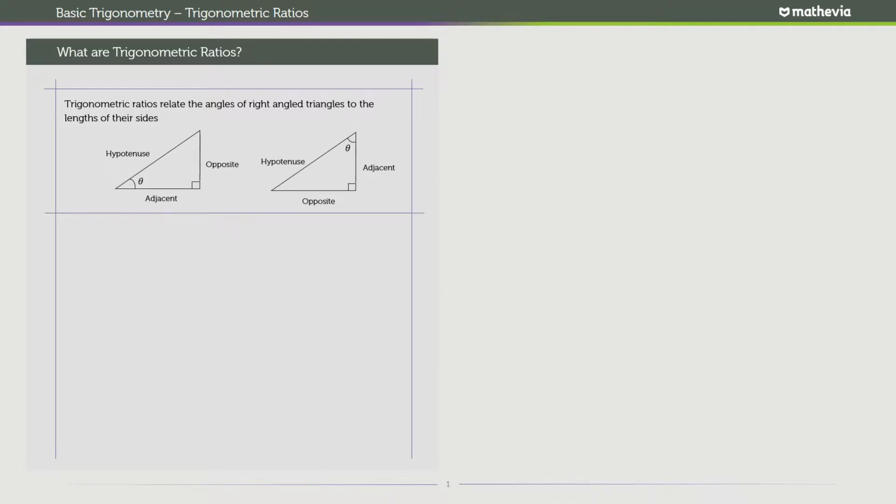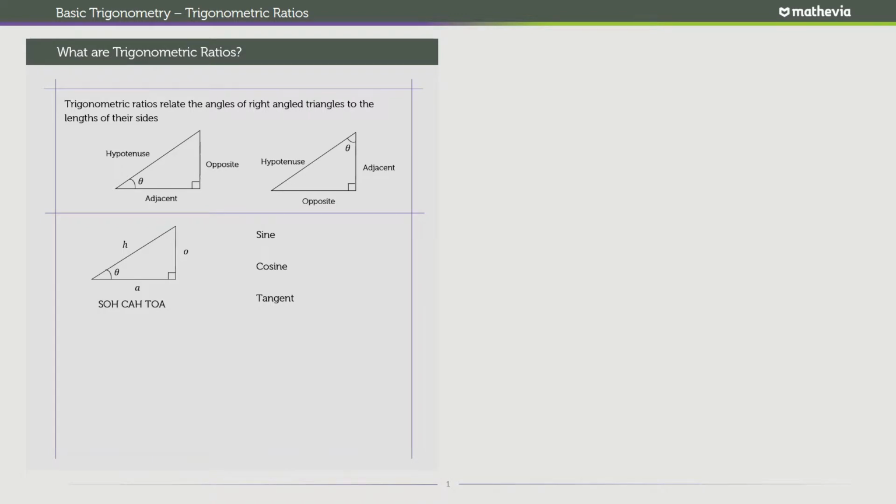And now let's talk about trigonometric ratios. I have this triangle here, and I have this theta, my reference angle, and I label the three sides O for opposite, A for adjacent, and H for hypotenuse. We have three very important trigonometric ratios: sine, cosine, and tangent. Like we said, these relate the angles of right angle triangles to the length of their sides.